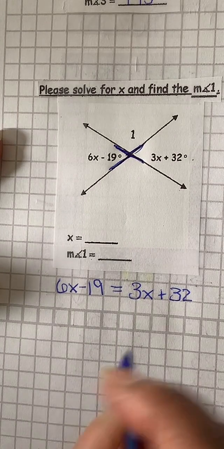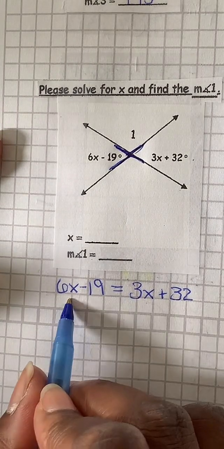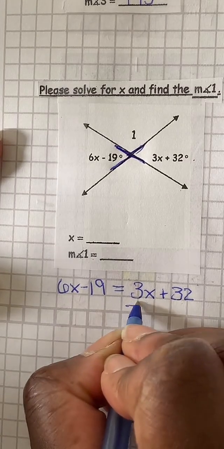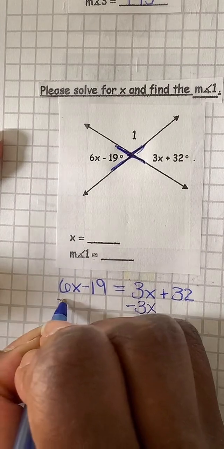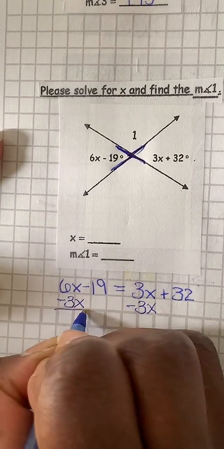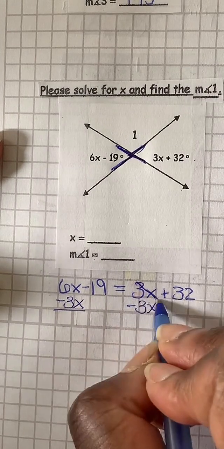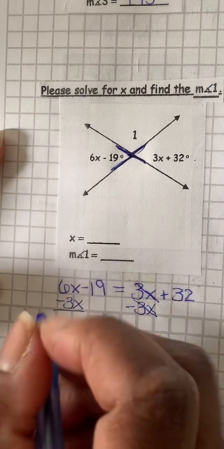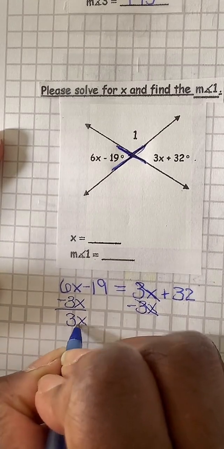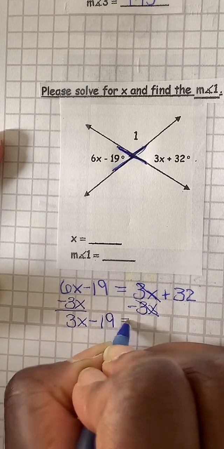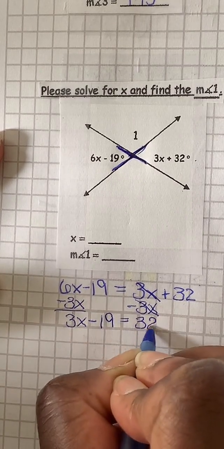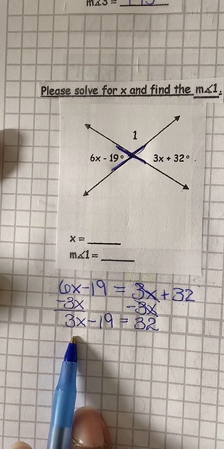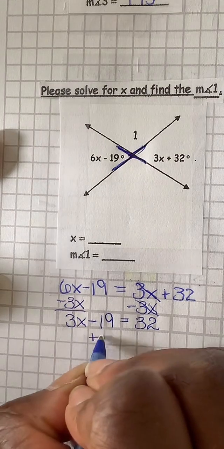So yes, we're going to put our x's on one side of the equal sign and our constants on the other. Let's say I want to subtract my 3x. I just want to keep the x's on the left side. So 3x minus 3x, they cancel out. Then over here we have 6x minus 3x, so that gives me 3x. Bring down the 19. Bring down the 32. Now I want to isolate my 3x, so I want to add my 19.